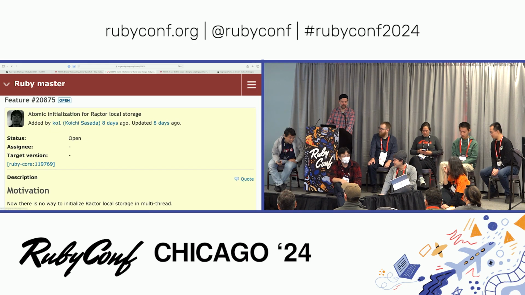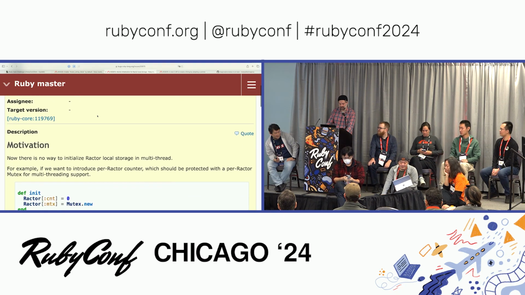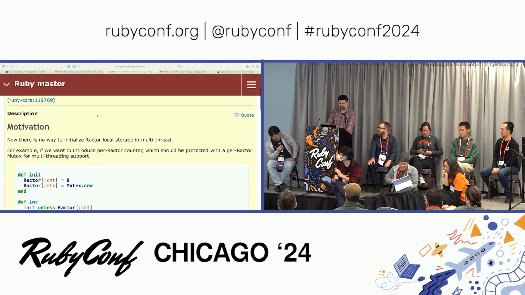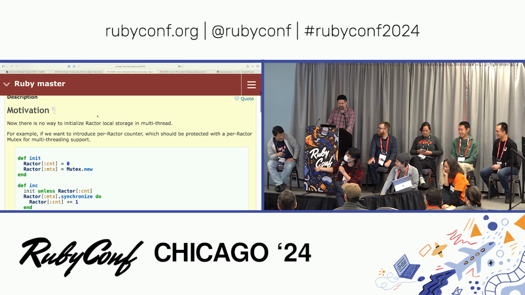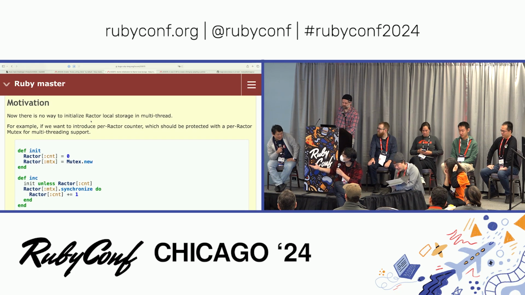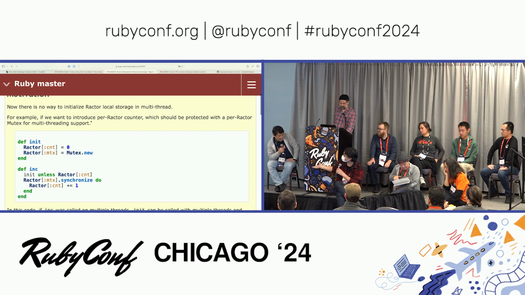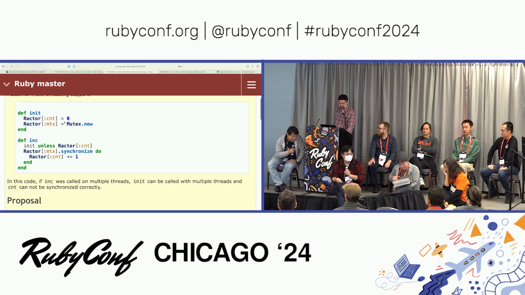Atomic initialization for Ractor local storage. I don't know this ticket. Yeah, it's all up to you. So in advance, I asked about this feature in the last developers meeting. You don't like this name, maybe. Is it acceptable?